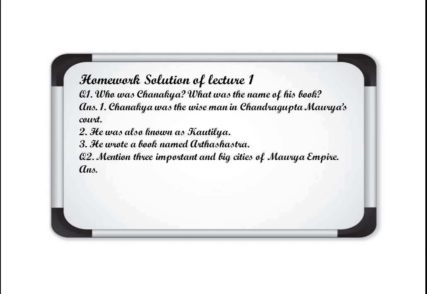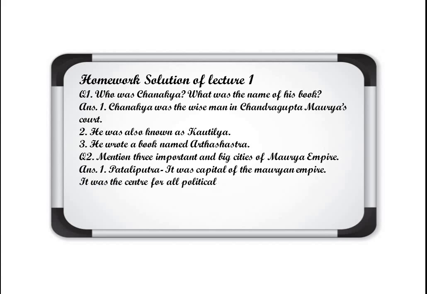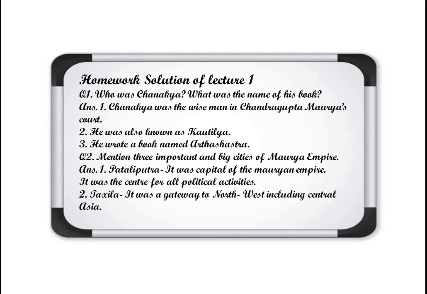Question number 2 was, mention 3 important big cities of the Mauryan Empire. Number 1, Patliputra. That was the capital of the Mauryans, and all the political activities were done there only, so it was the center for all political activities. Number 2, Takshila. It was a gateway to the northwest, including Central Asia. Number 3, Ujjain. It was a gateway from north to south in India only. Clear?